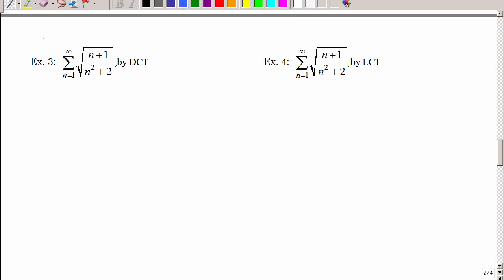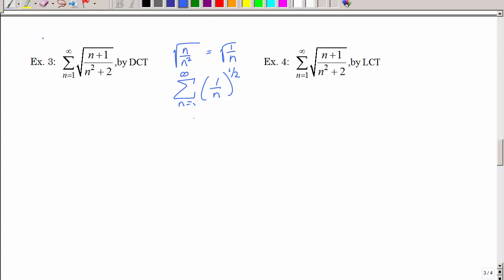Okay, on example number 3, I'm kind of telling you that I want you to use the direct comparison test. So you have this big square root, a bunch of stuff. Hopefully you can see it's really not any type of series that we've had so far. So again, just ignore all the numbers and get it down to n over n squared, which would be 1 over n. So I'm going to compare it to the series of 1 over n to the half power.